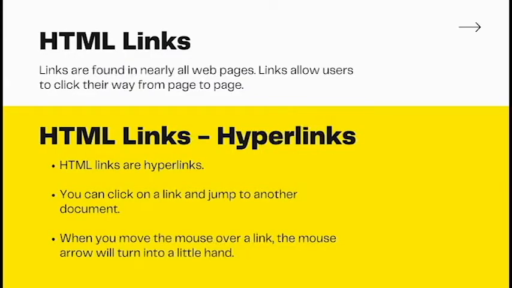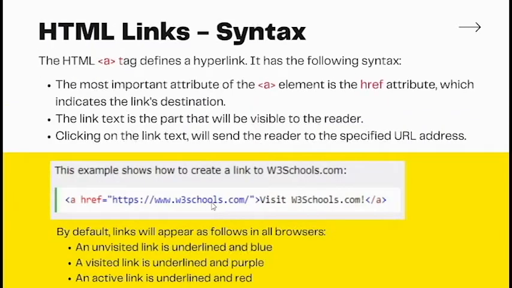So HTML links. Let's now proceed with the links. Links are found in nearly all web pages. Links allow users to click their way from page to page. These are HTML links, or hyperlinks. You can click on a link and jump to another document. When you move the mouse over a link, the mouse arrow will turn into a little hand. I think we are familiar with this. The syntax uses A tags. We discussed this one already, so no need to discuss it again.